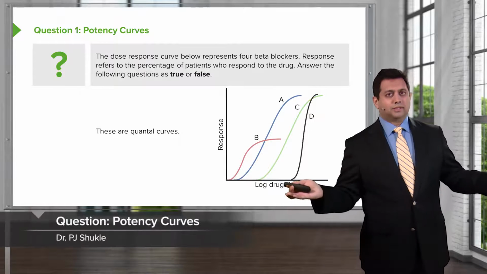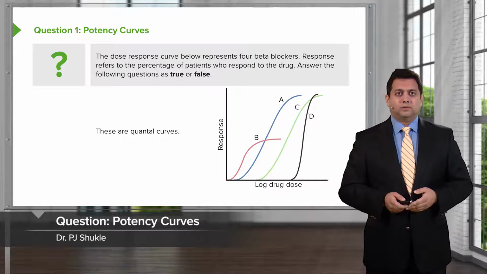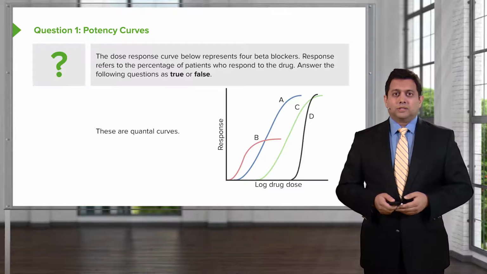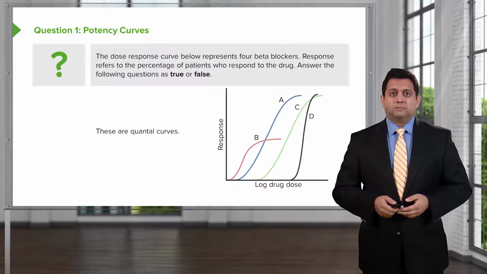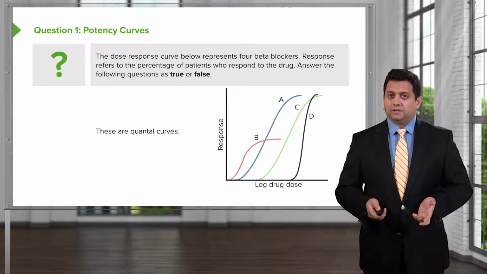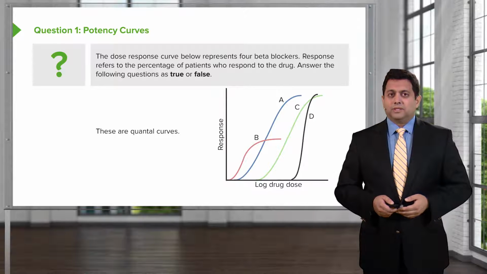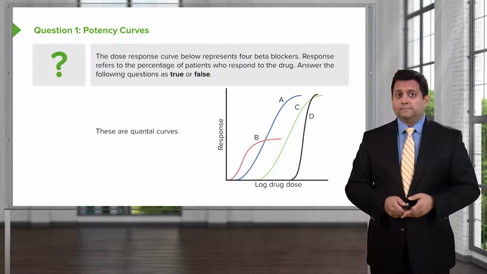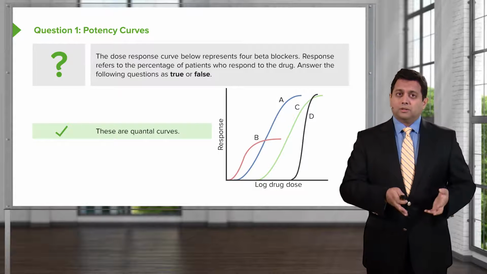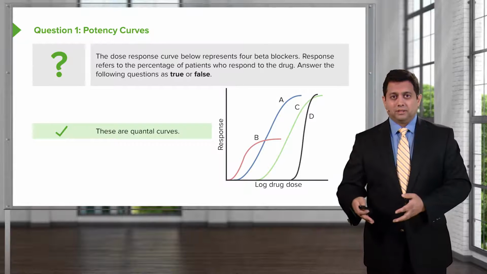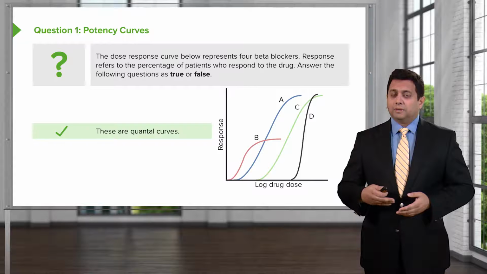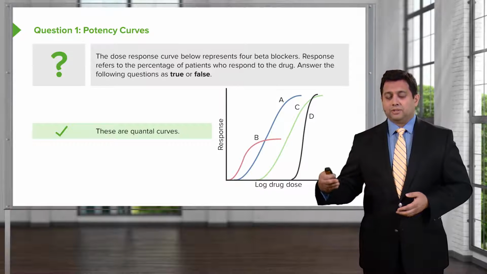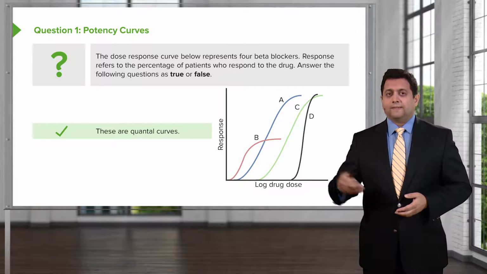Okay, let's do a question. This is a potency curve question. The dose response curve below represents 4 beta blockers. Response refers to the percentage of patients who responded to the drug. Answer the following questions as true or false. These are quantile curves. Is that true or false? Yes, they are. A quantile curve represents a population curve. So if your response is the percentage of patients who respond to a particular drug, that's a quantile curve.